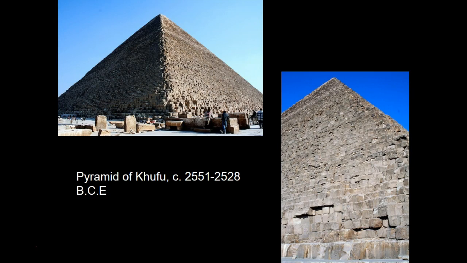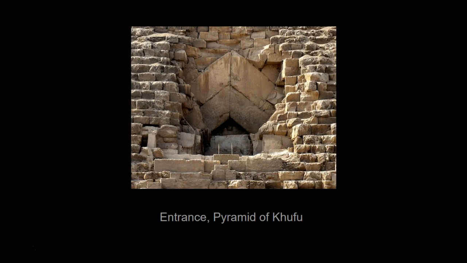At the very top of the pyramid would have sat a capstone, and this is called a pyramidion. And this would be sort of this dazzling point, shining in the intense sunlight, and would have been very visible from a great distance. So let's look at the interior a little bit.